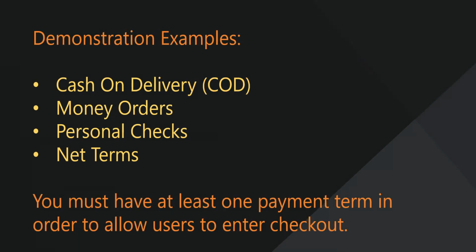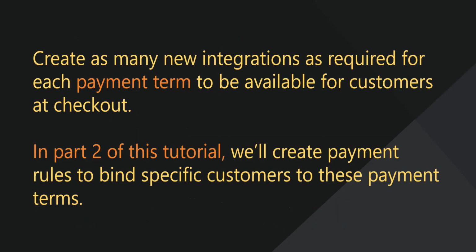For our example, we'll create a payment term for cash on delivery and payment options for money orders, personal checks, and net terms. You must have at least one payment term in order to allow users to enter checkout. Without a payment term available, the buyer may receive an error message and may need to physically contact the seller to complete the purchase. You can create as many new integrations as are required for each payment term to be available for customers on checkout. Next, we'll need to create payment rules to bind specific customers to payment terms.